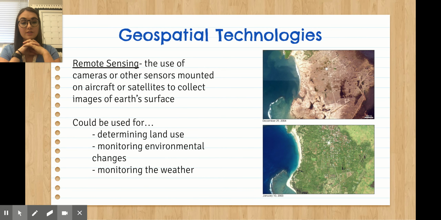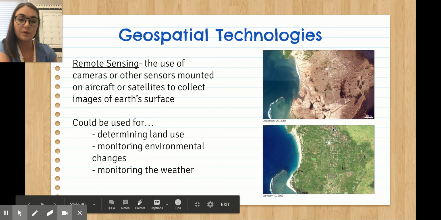The last geospatial technology we're going to talk about is remote sensing. And remote sensing is just the use of cameras or other sensors mounted on aircraft or satellites to collect images of Earth's surface. This is used for determining land use. So, are people using this land for farming? Are they building businesses on it? Is it a residential area? And a lot of that you can't really see until you get a picture from space. It's also used for monitoring environmental changes, and that's what this example is over here to the right.